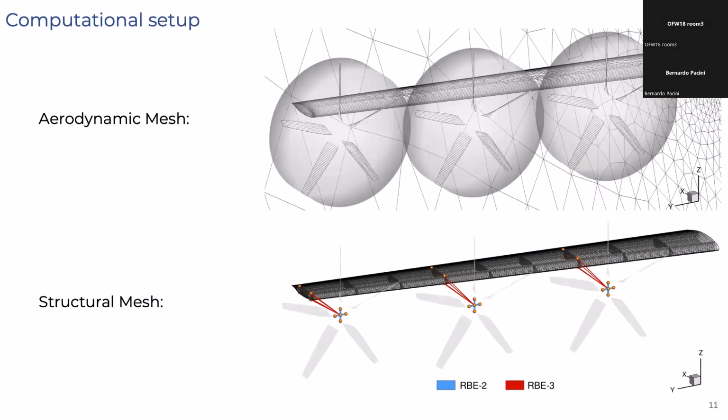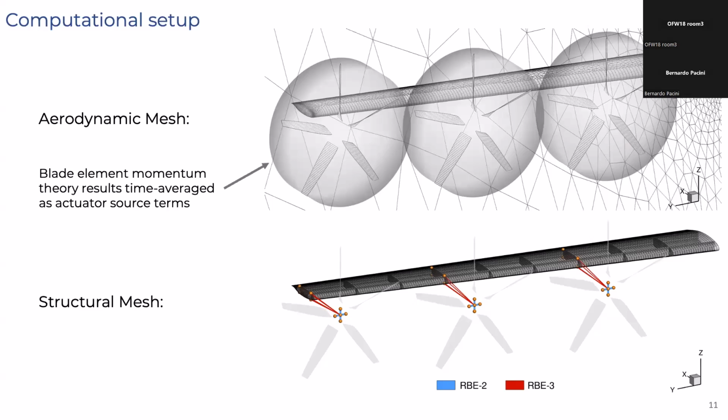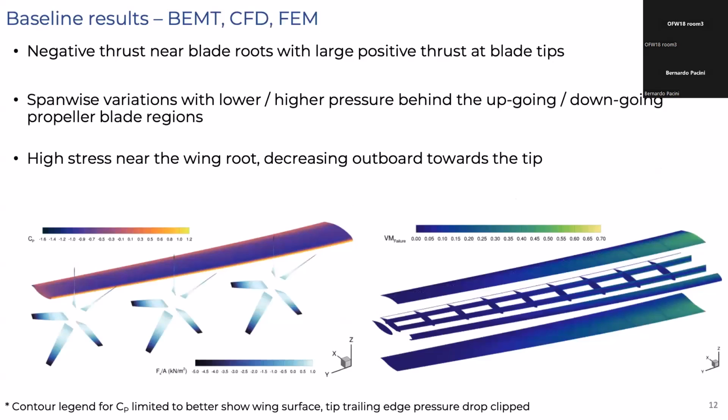The computational setup consists of a few meshes. The first is the aerodynamic mesh that is a typical unstructured mesh you'd see for an OpenFOAM case. And then we have a structural mesh that includes the wing box with the spars, ribs, and structural skin. We embed our blade element momentum theory results as time averaged actuator zones in the flow field. So these blade elements are actually in a separate simulation that then get added in as these gray cylinders as the actuator zones.